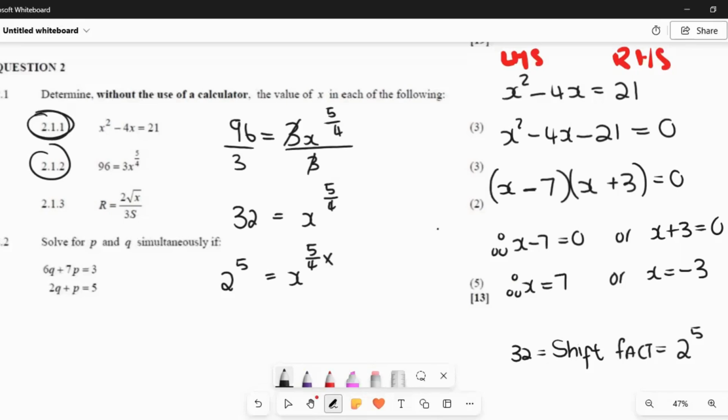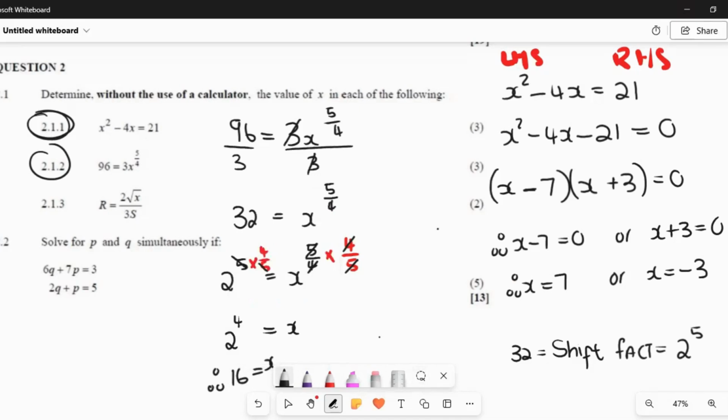For us to get rid of that 5/4, since we want our x to be alone, we need to multiply by the inverse, which is 4/5. Whatever we did on the left-hand side, we should also do on the right-hand side. So we multiply by 4/5. Now we're left with 2 exponent 4 is equal to x, because the 5 cancels the 5 and the 4 cancels the 4. Finally, our x will be 16. That is the value of our x.